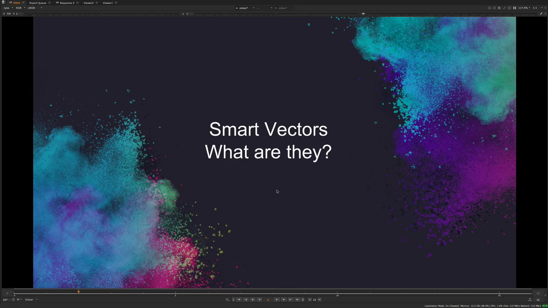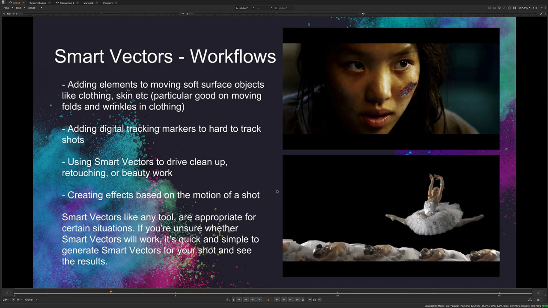So now let's have a look at what smart vectors are commonly used for. Some of the workflows you might expect to see are adding elements to moving soft surface objects such as clothing and skin. This is particularly good on moving folds and wrinkles in clothing or the muscle deformations you can find across the body. A more experimental technique is adding digital tracker markers to hard to track shots, and that's something we'll dive into later. Smart vectors are also commonly used for driving cleanups or retouching or beauty work. We've even been seeing users creating more and more effects based on the motion vectors of a shot.